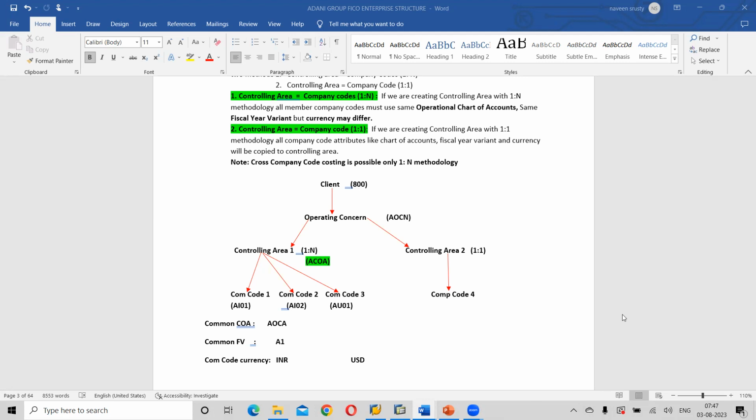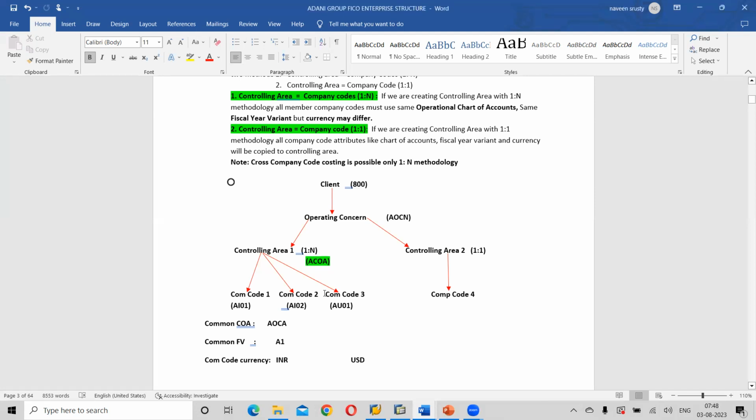So is it clear? Anyone have a confusion? Don't get confused, but I would like to create a controlling area with 1:n and 1:1 methodology. See here, what is my client in this particular example? My client is 800. And what is my operating concern? I am creating operating concern as AOCN, Adani operating concern. A stands for Adani. Next one, controlling area. Under the operating concern, we have a controlling area. One controlling area, I'm taking as an example only. 1:n methodology.